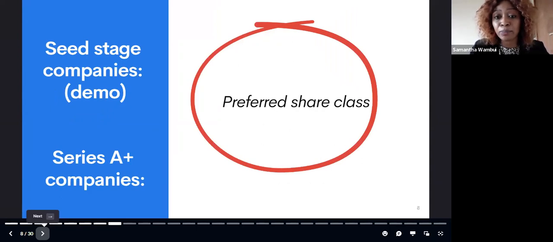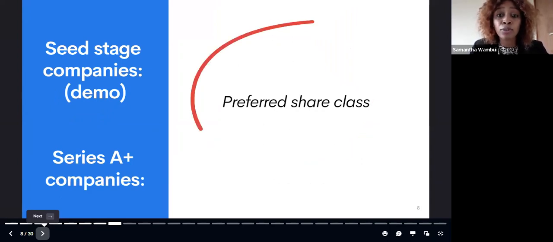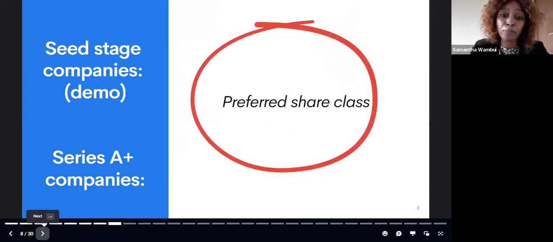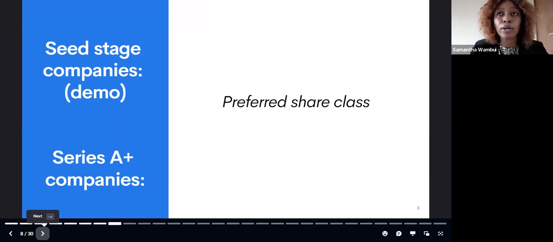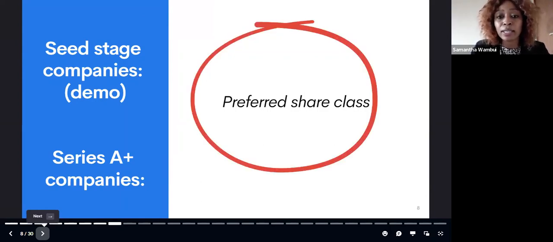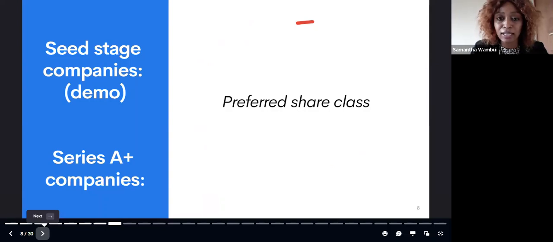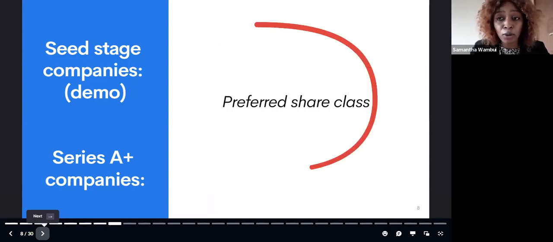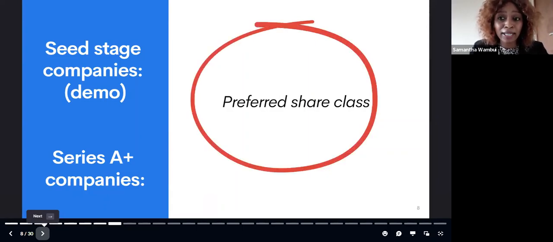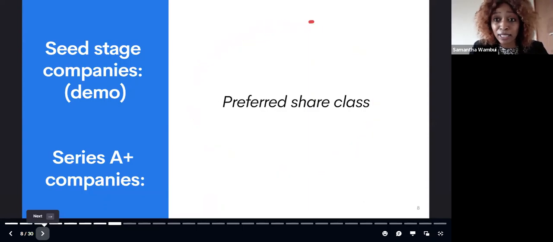We have the preferred share class structures. So the preferred share class is different from the common share class. So investors who come in during the earlier stage of the fundraising convert to preferred shareholders. So with this share class, they're able to enjoy certain rights. So for example, dividend payments.